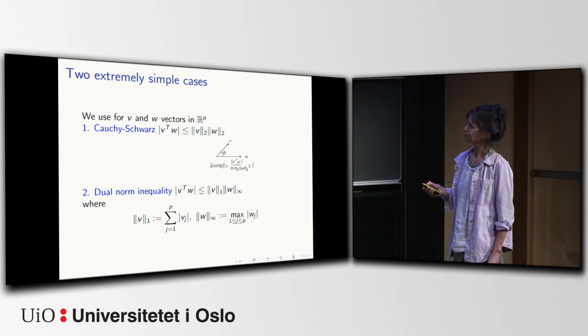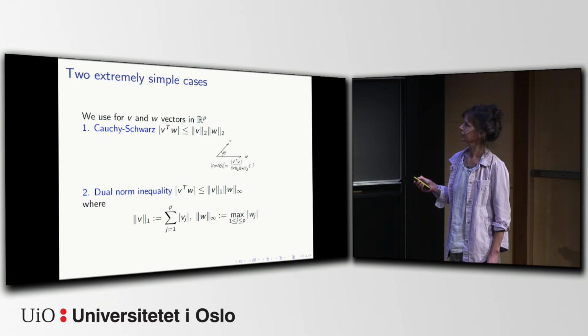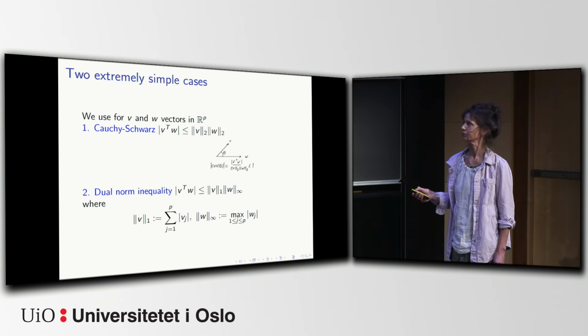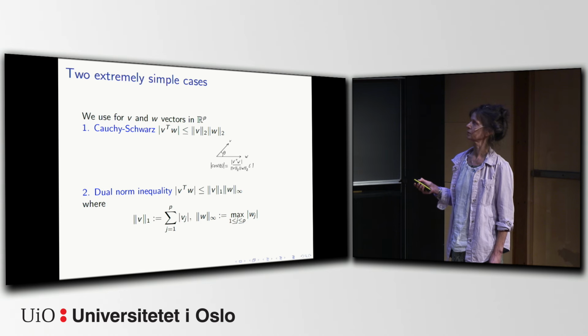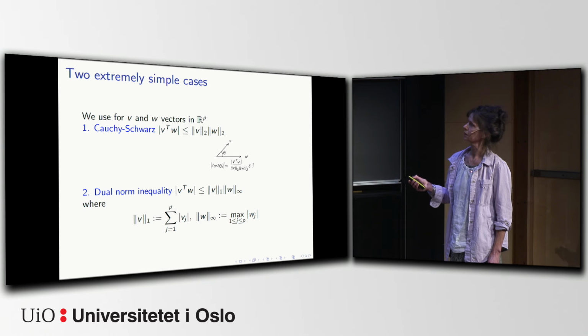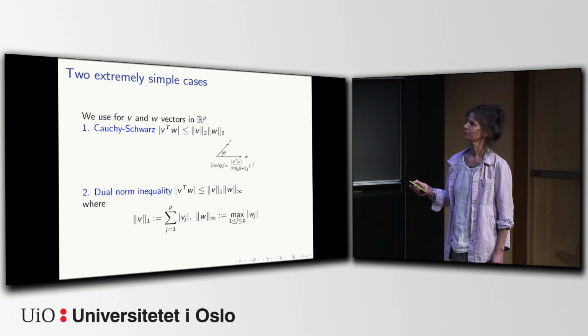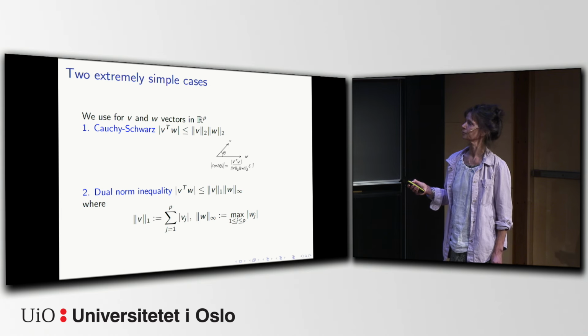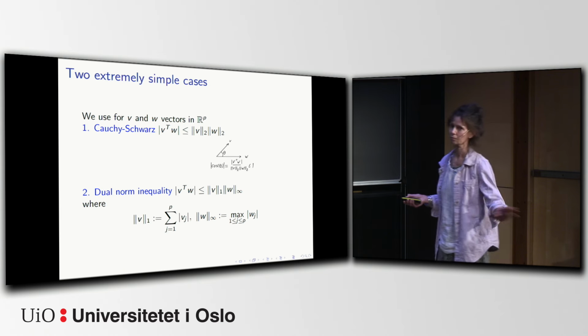And more generally, if you take the inner product, you can bound it by the L1 norm and the L infinity norm of the vector. The L1 norm is the sum of the absolute value of the coefficients, and the L infinity norm is the maximal value of the coefficients. Okay, so this is the dual norm inequality. Actually, these are two special cases, but let me refer to this one as Cauchy-Schwarz, and that one as the dual norm inequality.